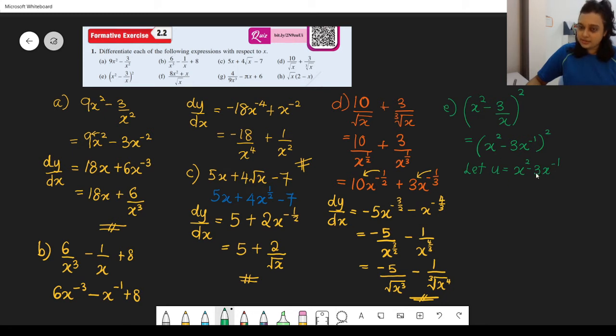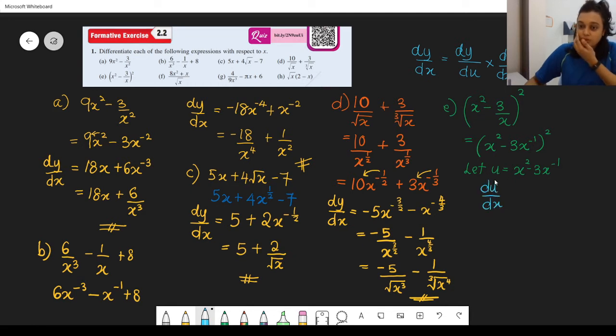Okay, when you do this, if you go back to the chain rule, let me write here. The chain rule says that if you want to find dy dx, find dy du and du dx. We find this. So first we need to find dy du, then du dx. Let's find from here. Our u is ready. We can find du dx first.